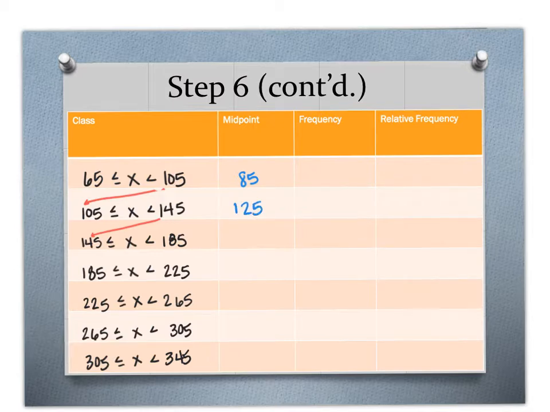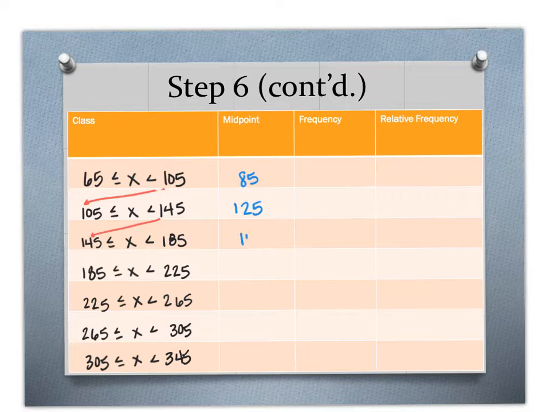If you notice, if you add 85 plus the width of the interval, which is 40, you get 125. Because these are midpoints and the interval is exactly the same between every class, the midpoints are separated by exactly the same distance from each other. So we can add 40 to every midpoint to complete this midpoint table.